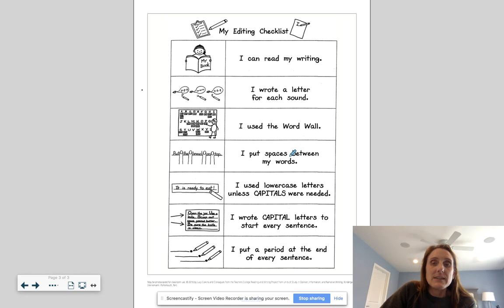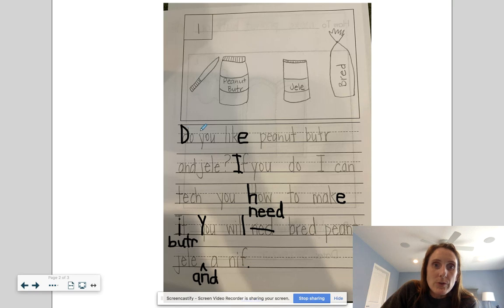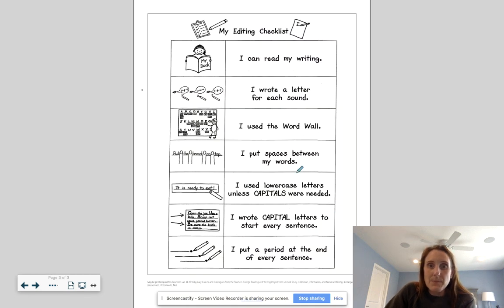Oh, wait a second. I didn't check for spaces. Let me go back and do that really fast. Do, space, you, like, peanut butter, and you know what? I feel like I could put a big space there. Just like that. If you is two words, space. If you do, I can teach you how to make it. You will need bread, peanut butter, jelly, and a knife. Yep, okay, spaces are good. All right, I put spaces between my words.